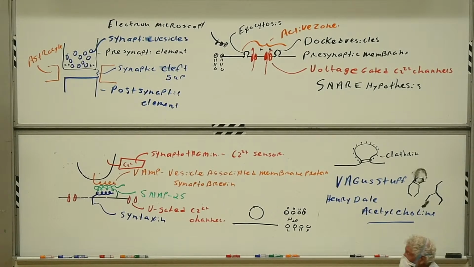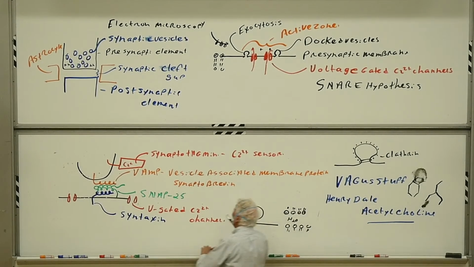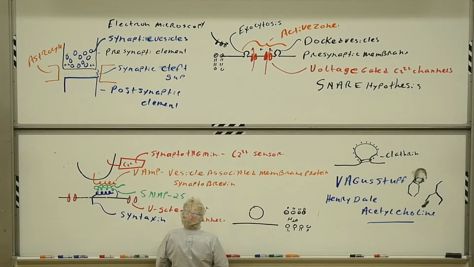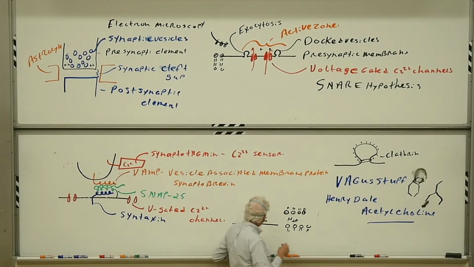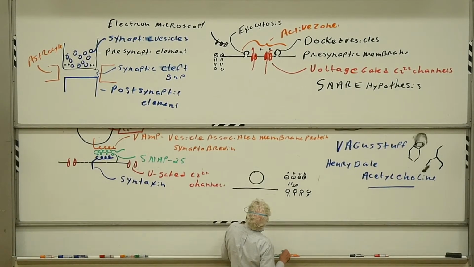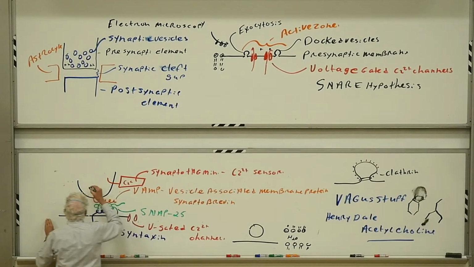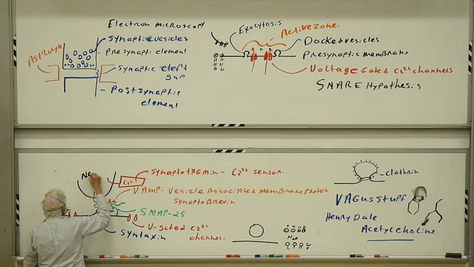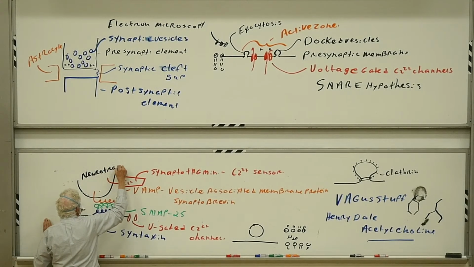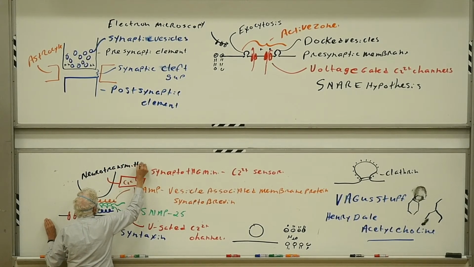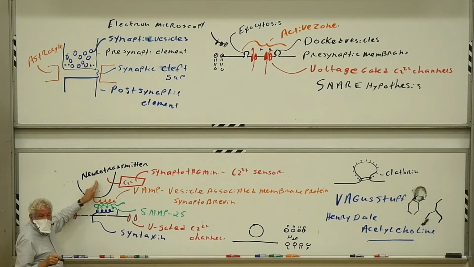What's in the synaptic vesicle? Of course. What's in the synaptic vesicle, go back up here. Where do I have them? So in the synaptic vesicle will be neurotransmitter. In Otto Loewi's experiment, this was Vagusstoff, later found to be acetylcholine.